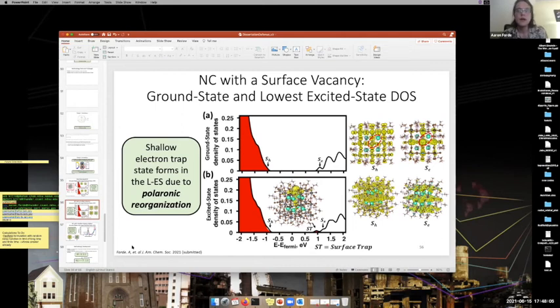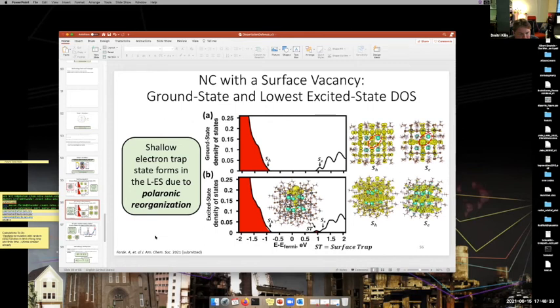Okay. And I should mention that both of the models, the defect is created and then both are optimized. So this top figure is optimized on the ground state energy surface. And this bottom panel is optimized on the lowest excited state surface. Okay.